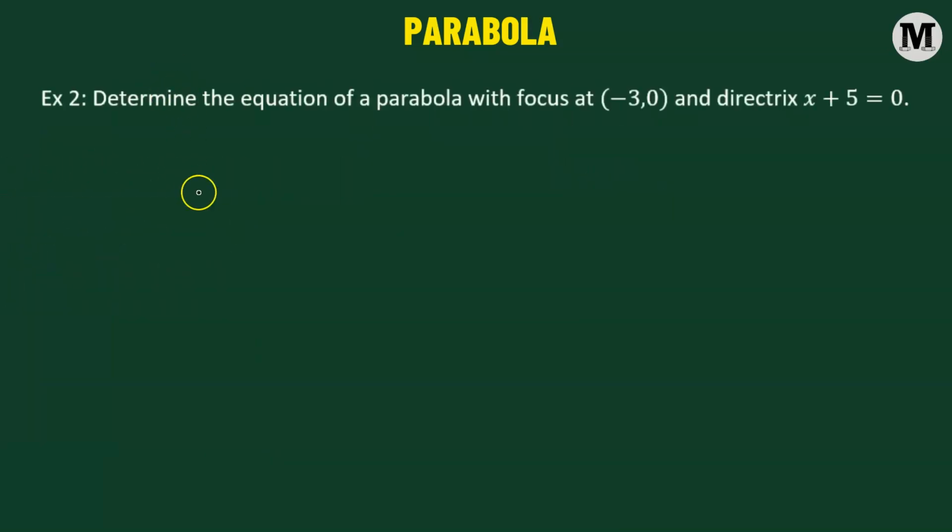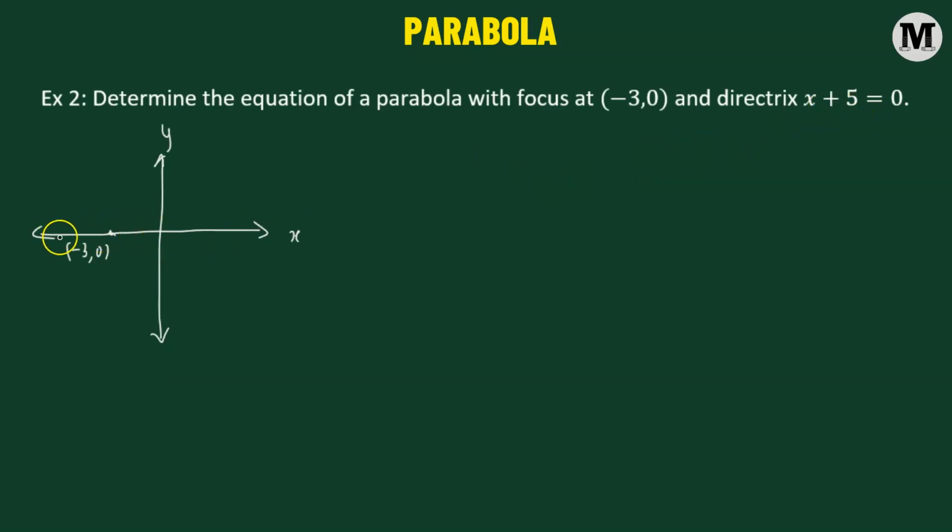Let's do another problem. This time we have a parabola whose focus is at (-3, 0). That means this time our focus is going to lie along the x-axis, so the axis of symmetry is the x-axis. Let's say this is our y-axis, and our focus is lying at the point (-3, 0). Our goal will be to determine the equation of the parabola such that its directrix has the equation x plus 5 equals 0.